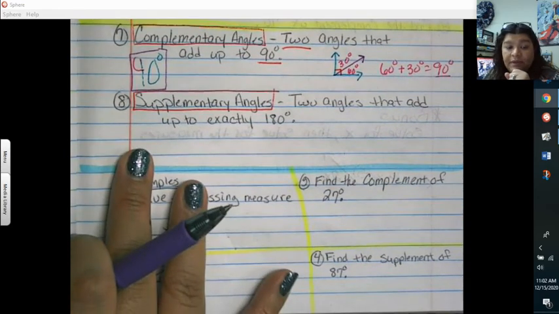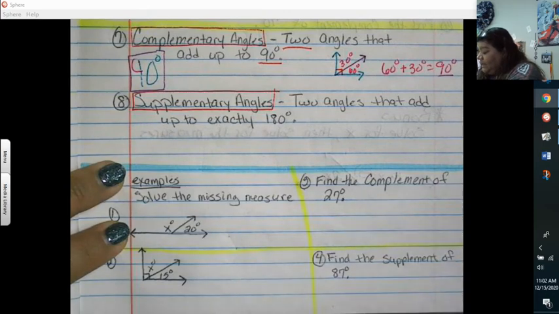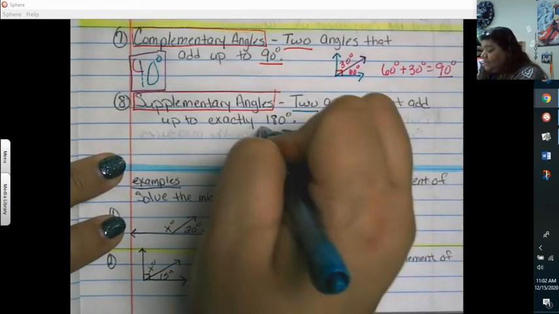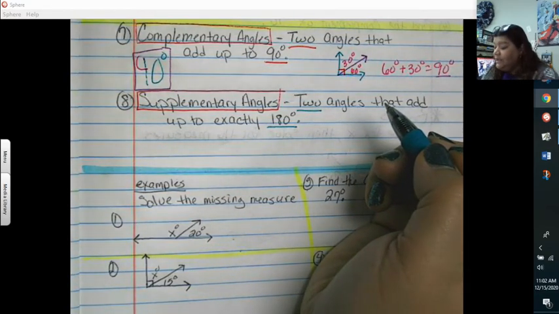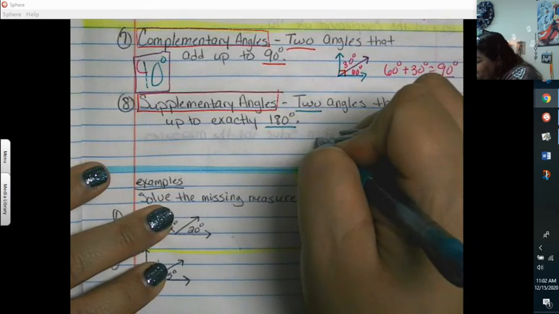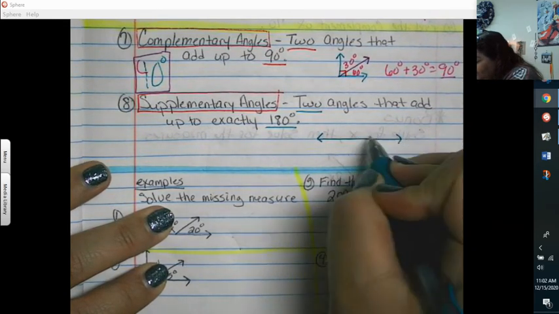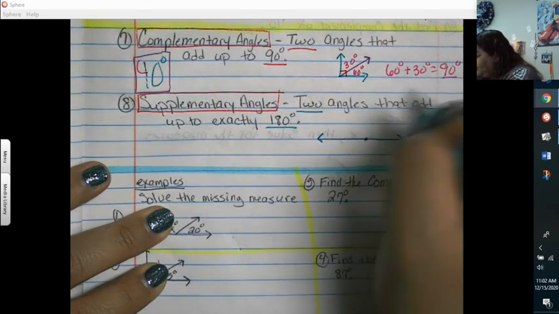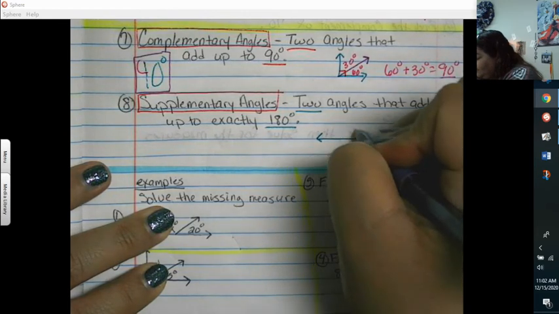All right, supplementary, his partner. Supplementary angles are, again, two angles that add up to be exactly 180. So these two have to add up to be 180 degrees. So what does that look like? Well, they're going to pretty much look like a straight angle, because if you remember, the straight angle is exactly 180. So I'm just going to make up a number here.